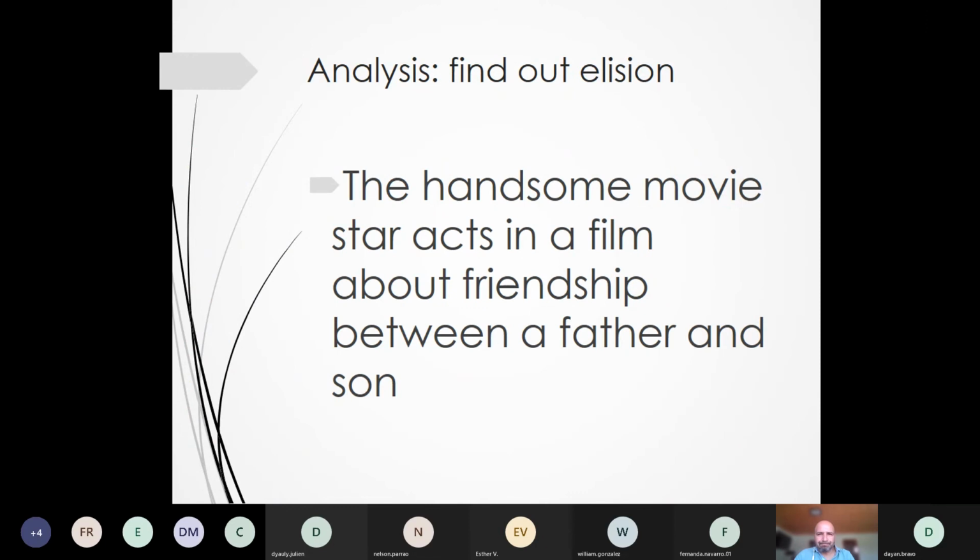Another example, we have a paragraph. And what I want you to do is take 30 seconds to 1 minute to read it aloud and find out which elements, which examples of elision are present here. Okay, read this paragraph on your own, aloud, and take a moment first to do it individually. Okay, 30 seconds to 1 minute, please.